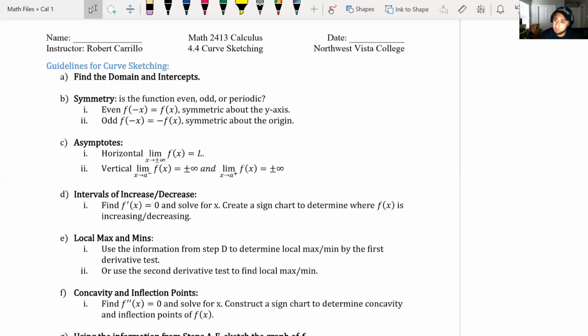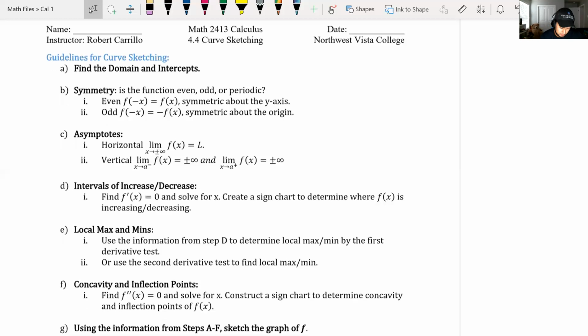So if you remember what being even and odd means, even means you plug in negative x, you get the original function back. Odd means when you plug in negative x, you get the original function back, but all the signs have changed. C, find asymptotes. You will use limits to find horizontal and vertical asymptotes.